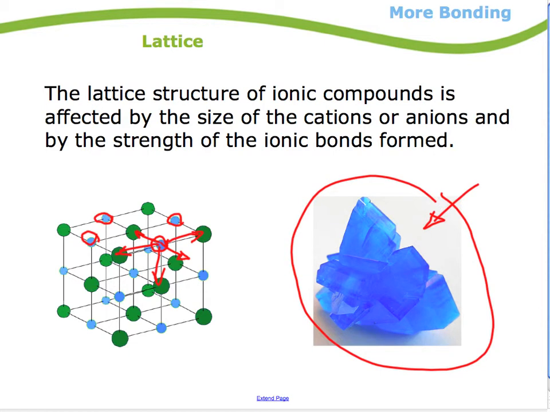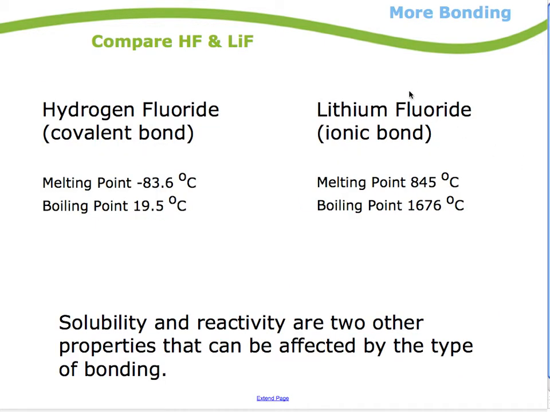Now there's other things that could affect them too. For example, here I have lithium fluoride. If I have the compound lithium fluoride, this is a metal, this is a nonmetal, it's an ionic bond. I look at the properties of that ionic bond. The melting point is 845 degrees Celsius. It boils at 1600 degrees Celsius, like an extremely strong bond. Like it takes a whole lot to start breaking up that compound.